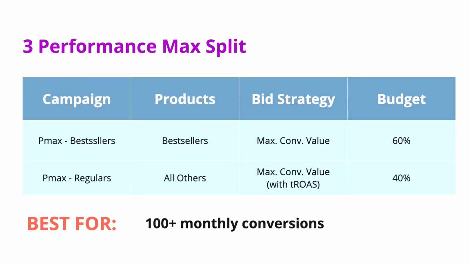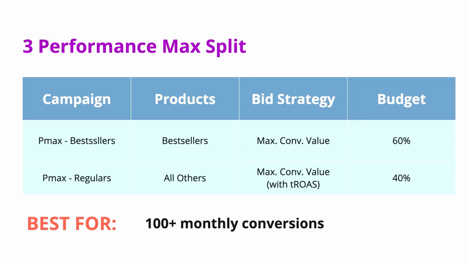The next is the Performance Max split campaign structure. As your shopping campaigns generate momentum, reaching at least 100 monthly conversions, you start splitting your products into several Pmax campaigns based on the performance or product category. This makes it easier to manage your campaigns and helps them perform better. Here's how it works in a 2-campaign example.